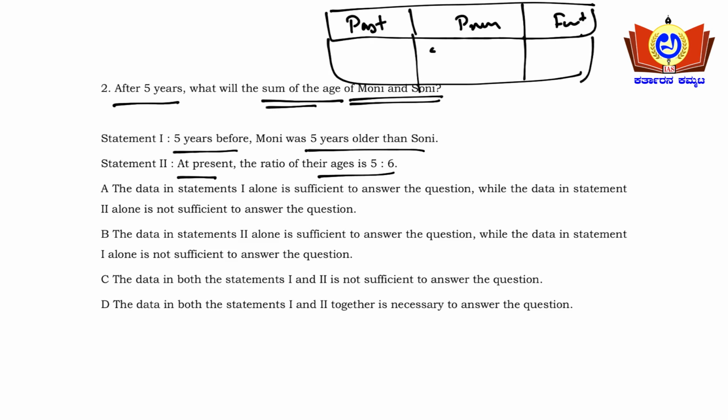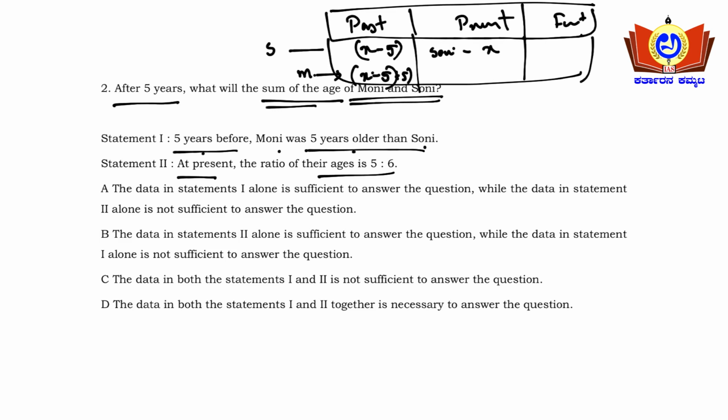So Soni's age, let's consider it as present will be X here. So Soni 5 years before will be X minus 5 here. So this will be Soni, and this will be Moni here. They have given that 5 years before Moni was 5 years older than Soni, so X minus 5 plus 5 will be here.